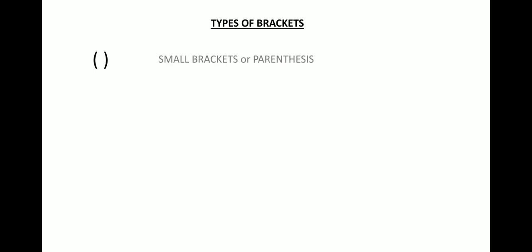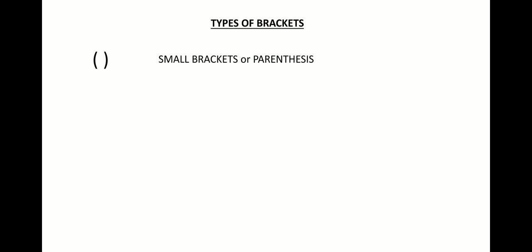Today we are going to learn about brackets. So there are different types of brackets. First we'll learn about them. The common type of bracket that we use is this one. Okay. And this kind of bracket is called small brackets or parenthesis.